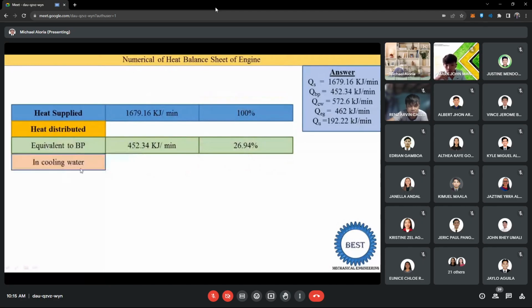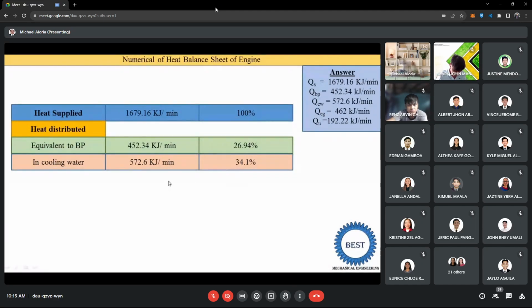Then next is cooling water. In cooling water, the amount of heat rejected is 572.6. So 572.6 divided by 1679.16 times 100, then you get the percentage, 34.1 percent. So here you see we supplied 100% of the energy, and out of 100 only 26.94 is useful. 34.1% is going to the cooling water.